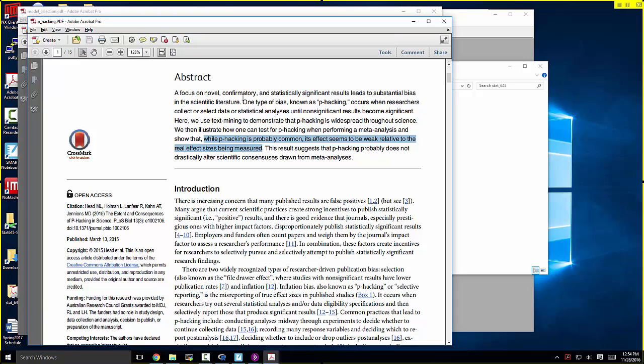The challenge, I think, is more about when there is not a statistically significant result. Because the harder you look for one, the more likely you are to find one by trying lots of different models. So they paint a somewhat rosier picture, suggesting that p-hacking probably does not drastically alter scientific consensuses drawn from meta-analyses, at least.